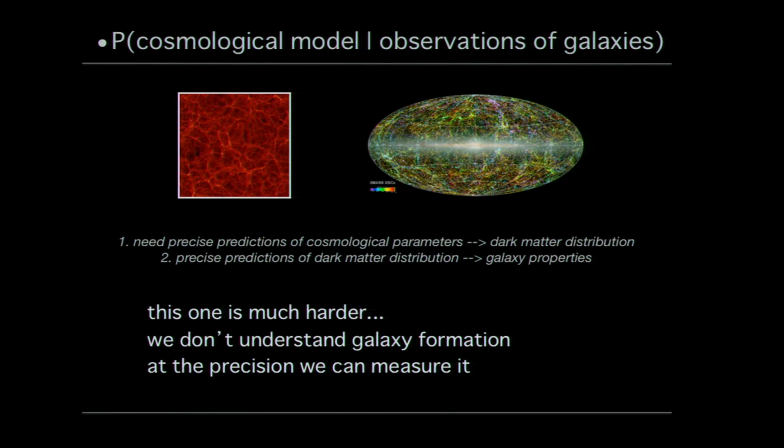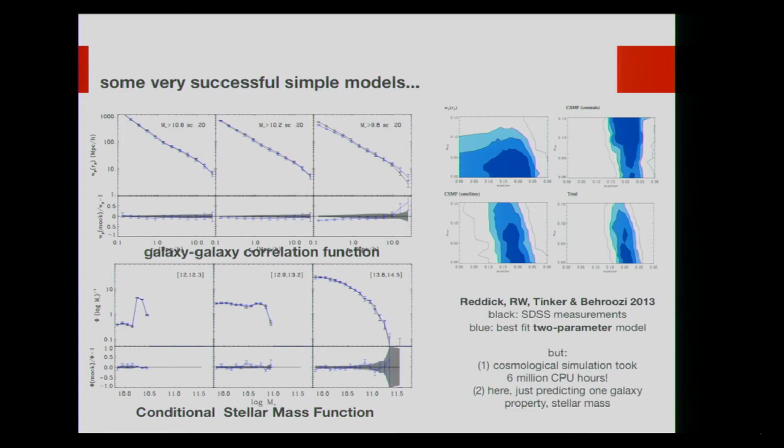Okay, so I've just talked about getting to the dark matter distribution. Now we'd like to get from the dark matter distribution to predictions of galaxy properties. We heard yesterday about the challenges in doing this from an ab initio point of view. We certainly do not currently understand galaxy formation with the accuracy that we can measure it. But there's a lot of success with various empirical models.